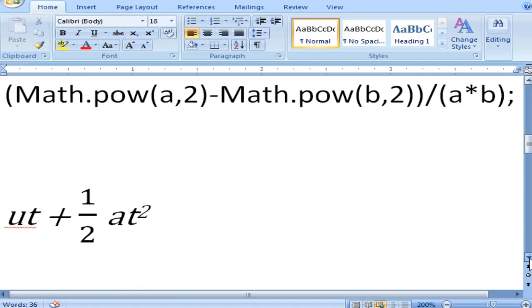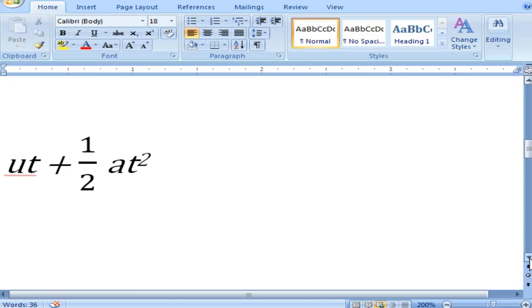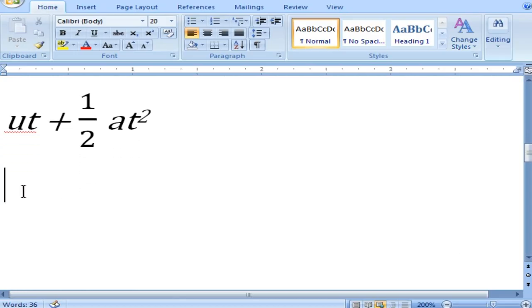Next is ut plus 1 by 2 a t square. How to write this? u asterisk t plus, now 1 by 2 can be written as the whole expression divided by 2. So you can write the expression first: a into, and t square can be written as t into t. Now you can divide that whole expression by 2. So you can put parentheses and separate that expression, then divided by 2.